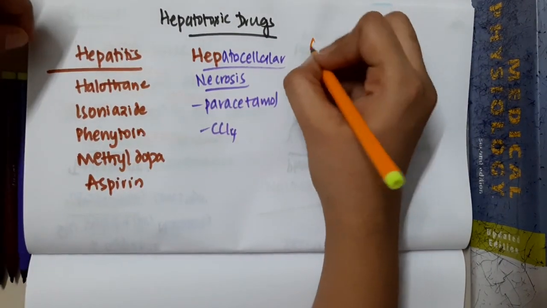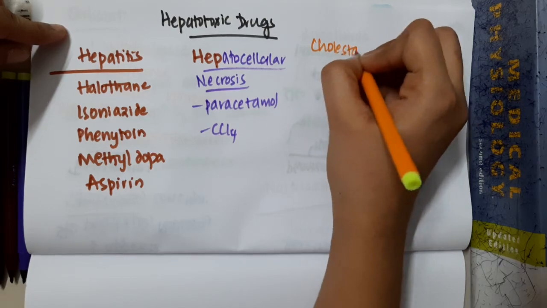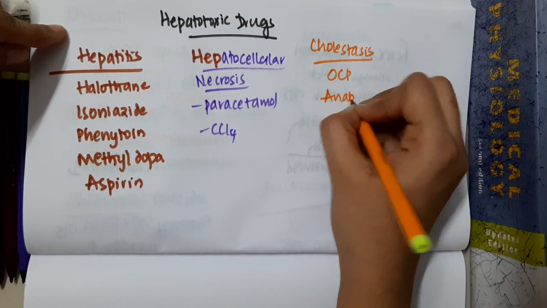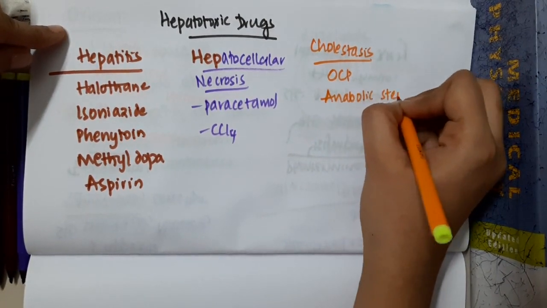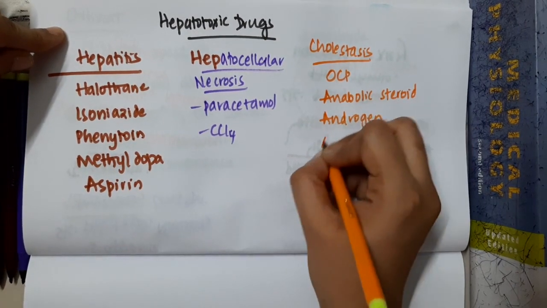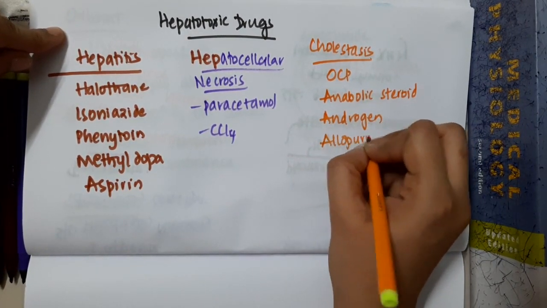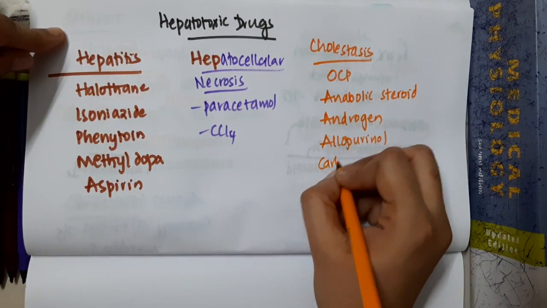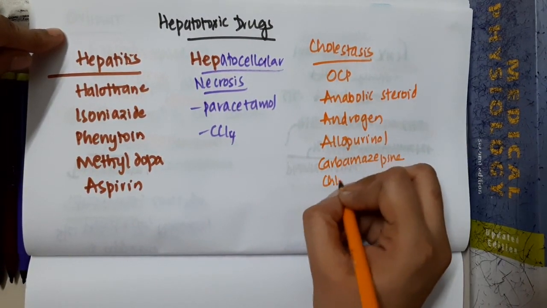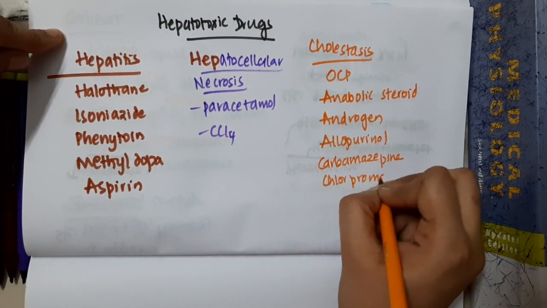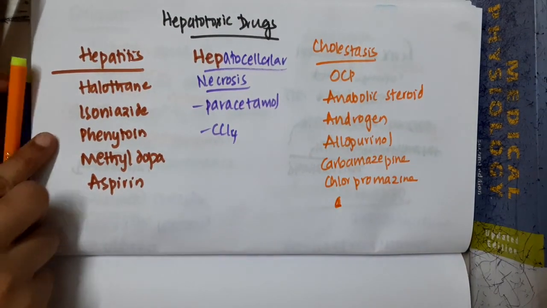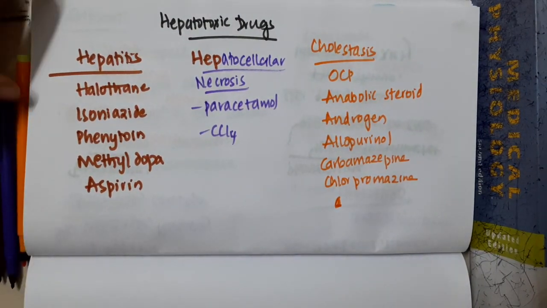Then what are the drugs which cause cholestasis? Cholestasis causing drugs are OCPs, anabolic steroids, androgens. Then we have allopurinol, and these include carbamazepine, chlorpromazine. These are the cholestasis causing hepatotoxic drugs.